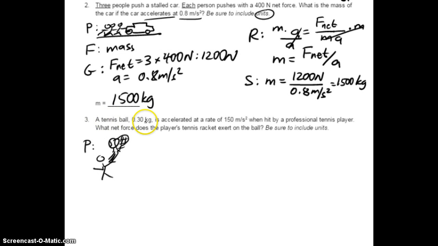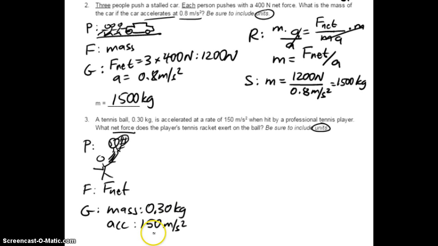And our last problem, a tennis ball mass of 0.30 kilograms is accelerated at a rate of 150 meters per second squared when hit by a professional tennis player. What net force, that's what we're looking for, does the player's tennis racket exert on the ball? Be sure to include units. Here, our picture. What are we trying to find? Trying to find net force. What are we given? We're given mass, 0.30 kilograms, and acceleration of 150 meters per second squared. Our relationship on this one's our famous one, F net is equal to mass times acceleration. No reason to do any complicated algebra there.